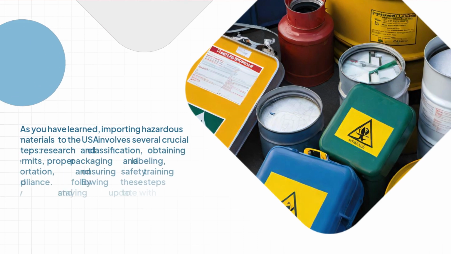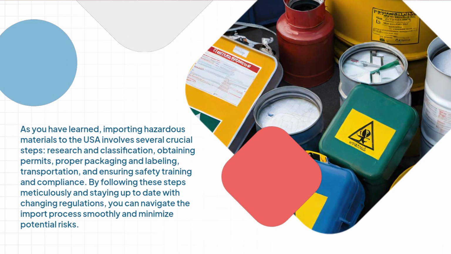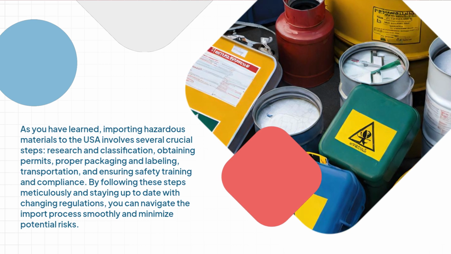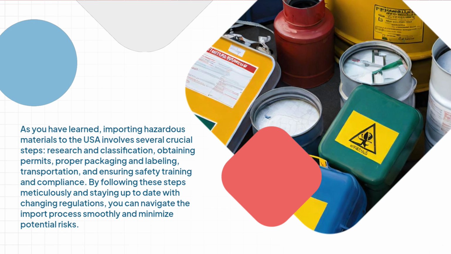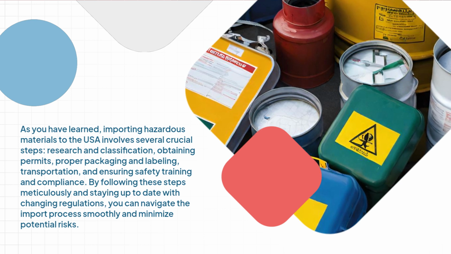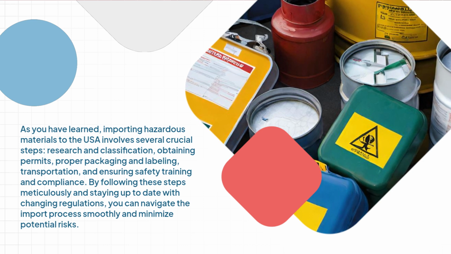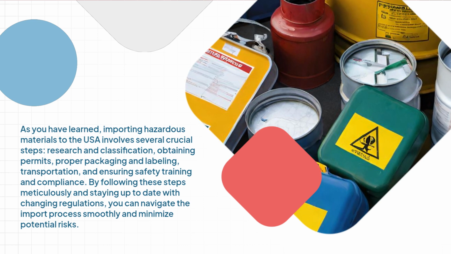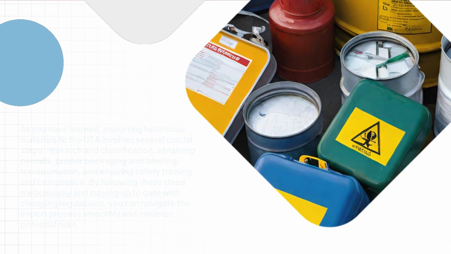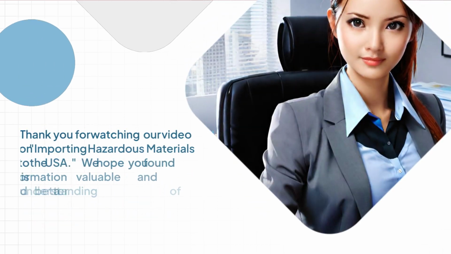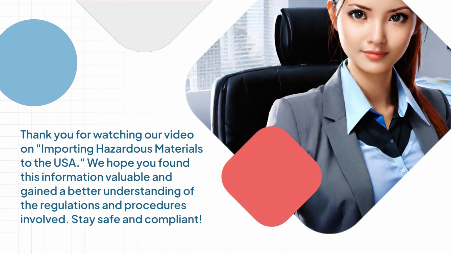As you have learned, importing hazardous materials to the USA involves several crucial steps: research and classification, obtaining permits, proper packaging and labeling, transportation, and ensuring safety training and compliance. By following these steps meticulously and staying up to date with changing regulations, you can navigate the import process smoothly and minimize potential risks.